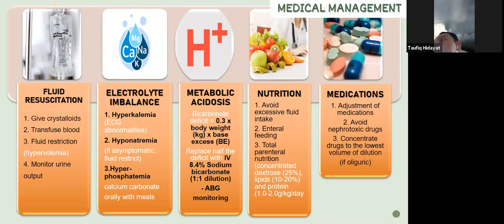Alright, comprehensive management, and then don't treat the number. We need to see the patient, which one is useful for your patient. Not always give the same medication to all patients, because the choices are there. We need to choose it wisely.